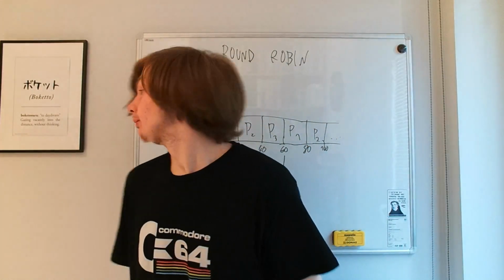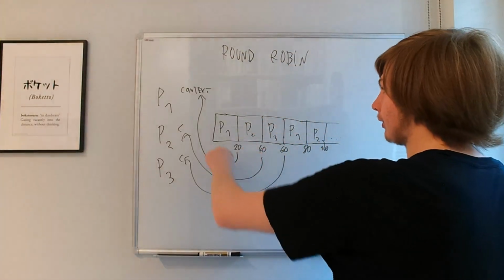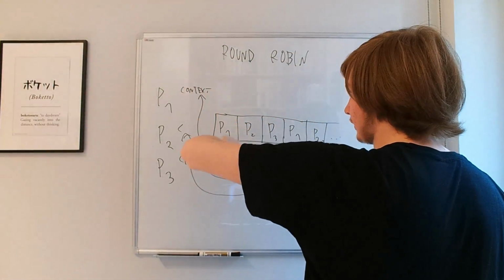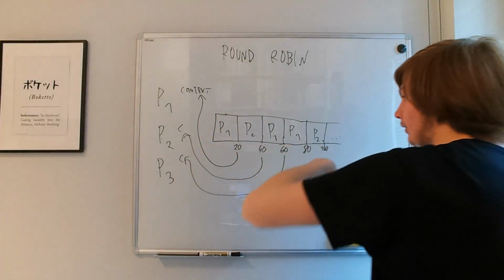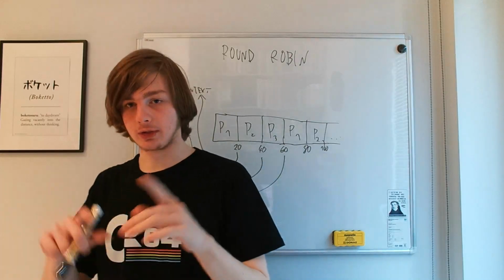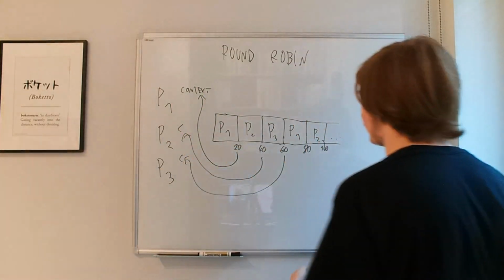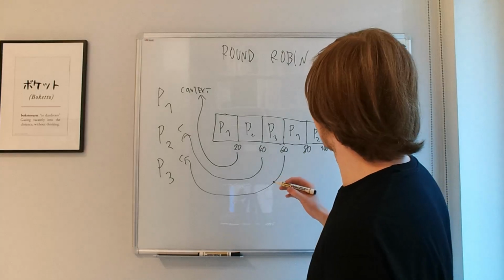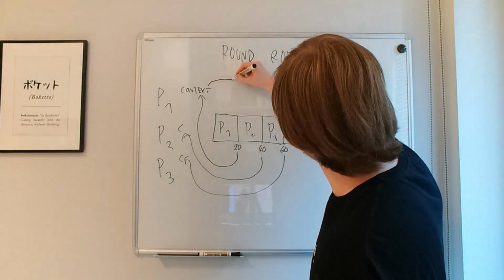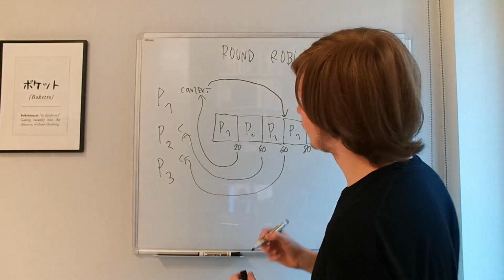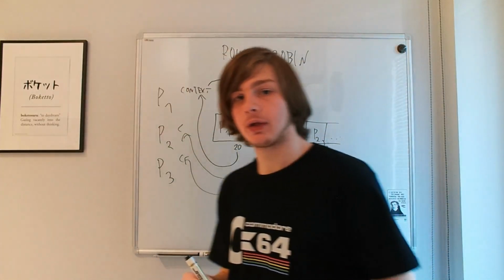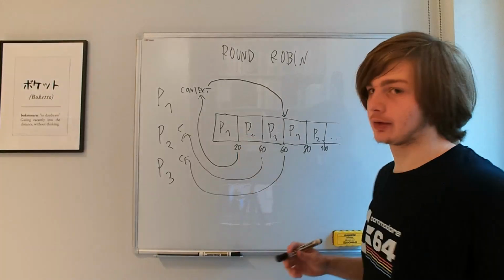So we'll save all this information to the context, and once we want to do P1 again, once the scheduler has decided that it will be performed again, it will take this context and start P1 with this context. And this idea is called context switching.